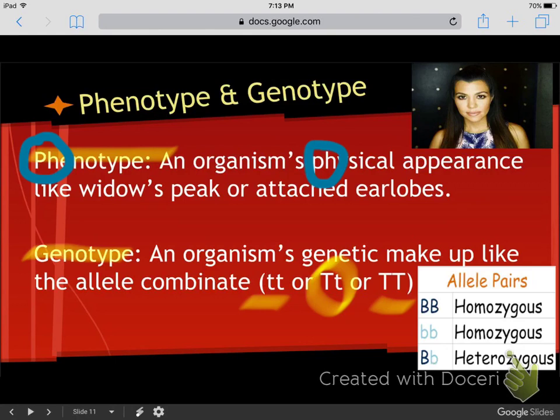Key way to remember that, GEN in genotype, GEN in genetic makeup. Genotype you cannot see. It is coded inside of them. Phenotype is the trait you actually see on the outside.